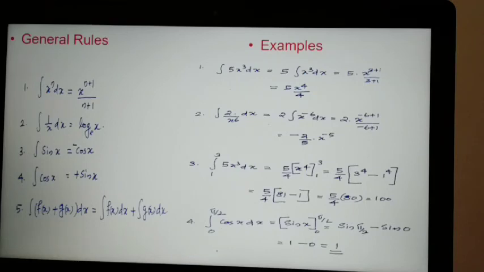What does it indicate, what does it say? It says integration and differentiation are just opposite processes. I already told you integration and differentiation are just opposite processes. From the general rules also it is very clear. When you compare the general rules in integration and differentiation, you will find they are just opposite processes. Okay.